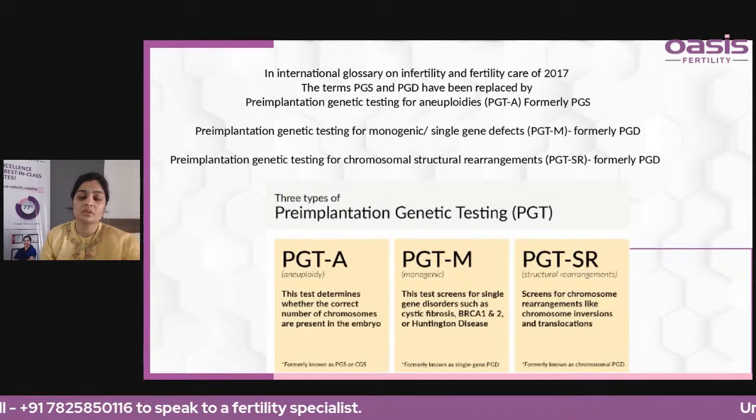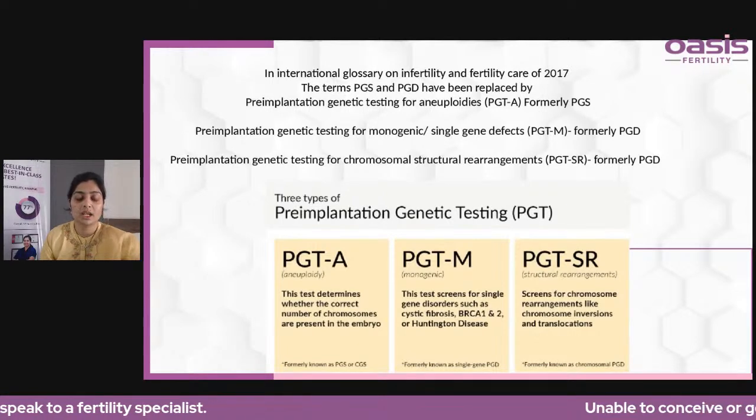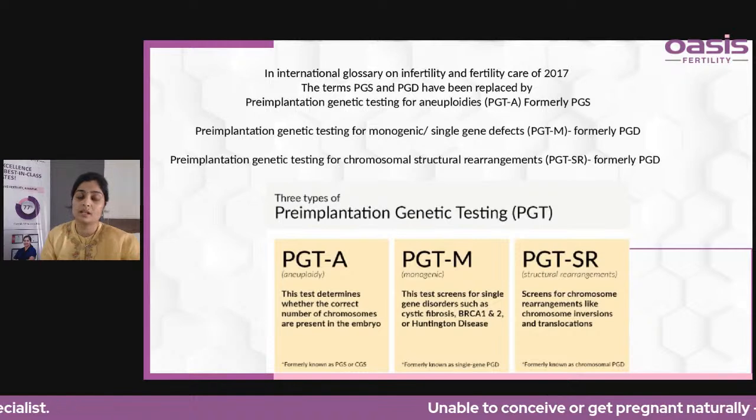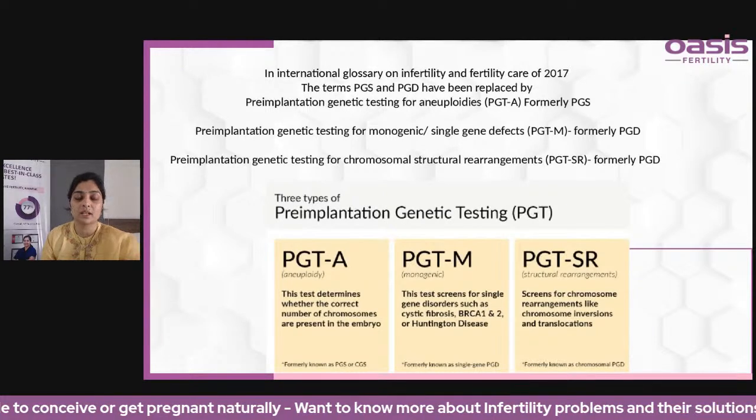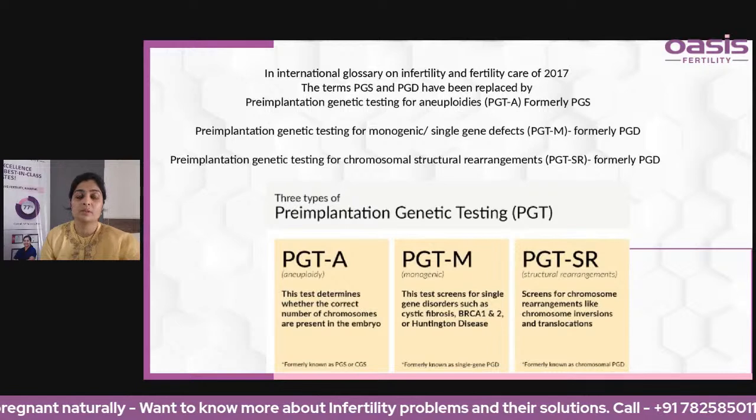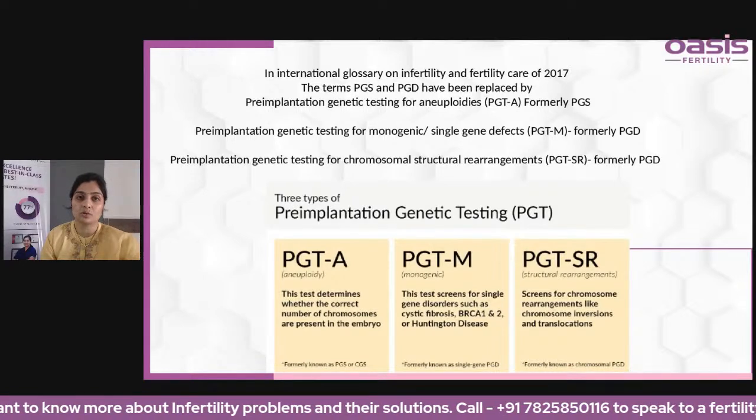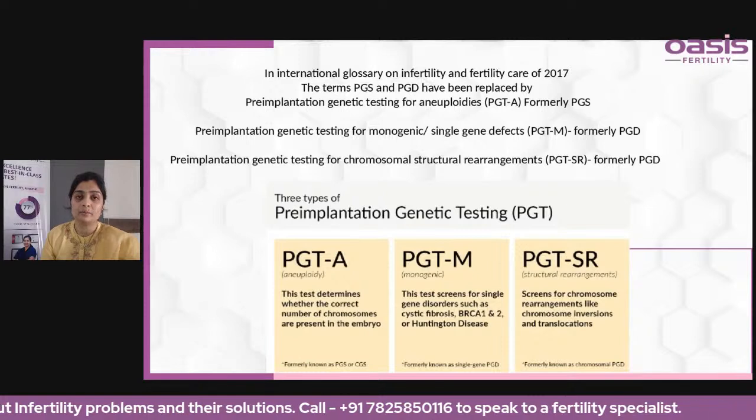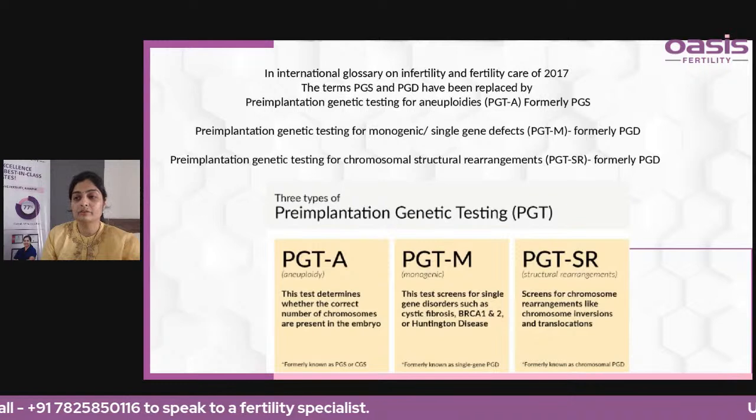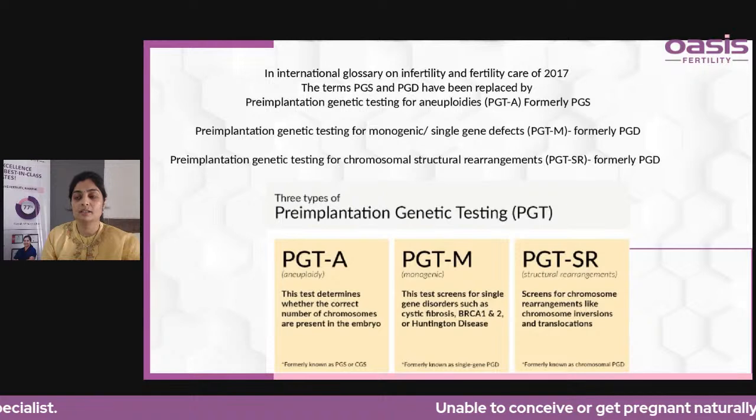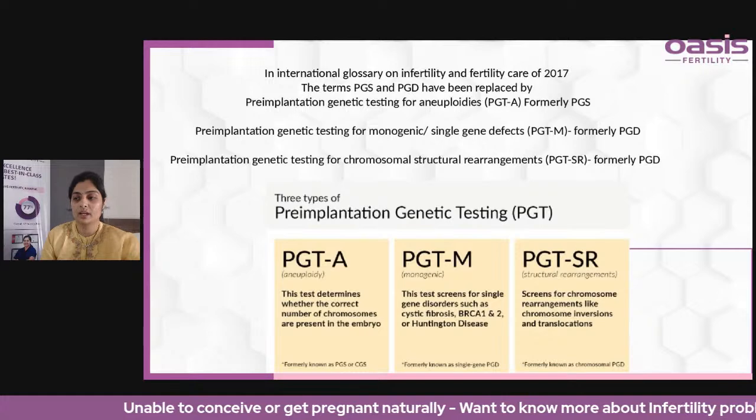And among the major chromosomal abnormalities, in PGTA we can detect Down syndrome, that is trisomy 21, and trisomy 18 and 13, which are the most common causes. Almost 60 to 70% of first trimester miscarriages can occur due to such chromosomal abnormalities, and these can be avoided by prior testing. So these are the three different types I mentioned. One is PGTA, the other is PGTM for the monogenic, and SR is for structural rearrangements.